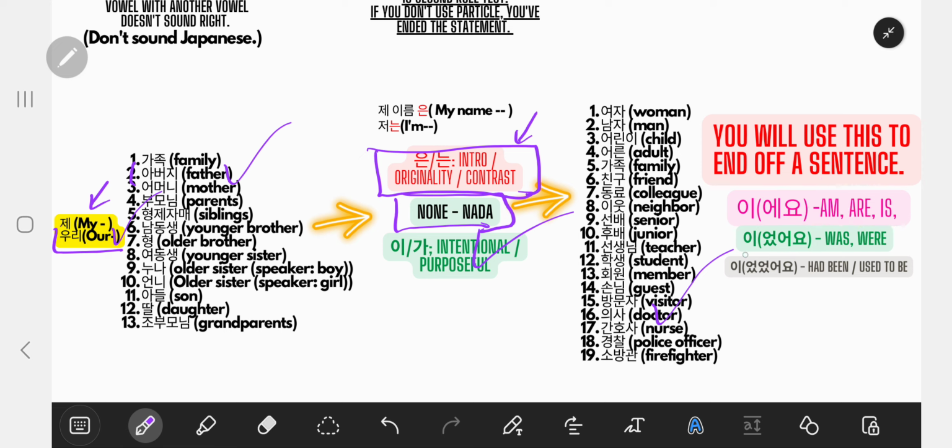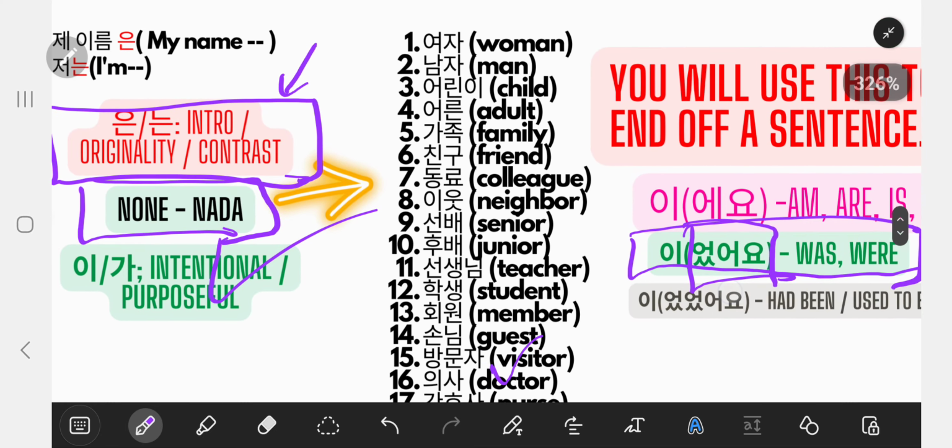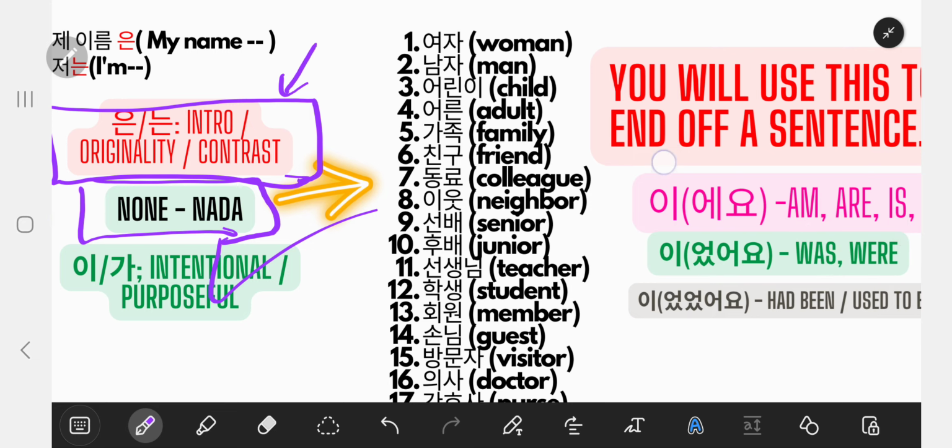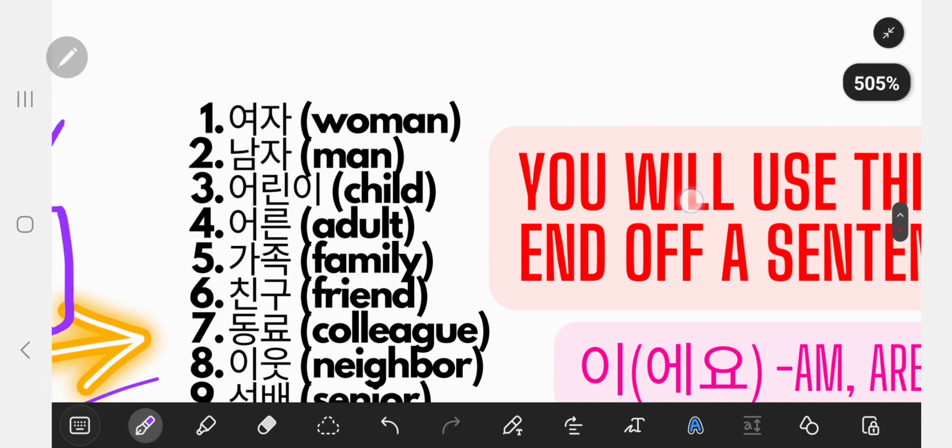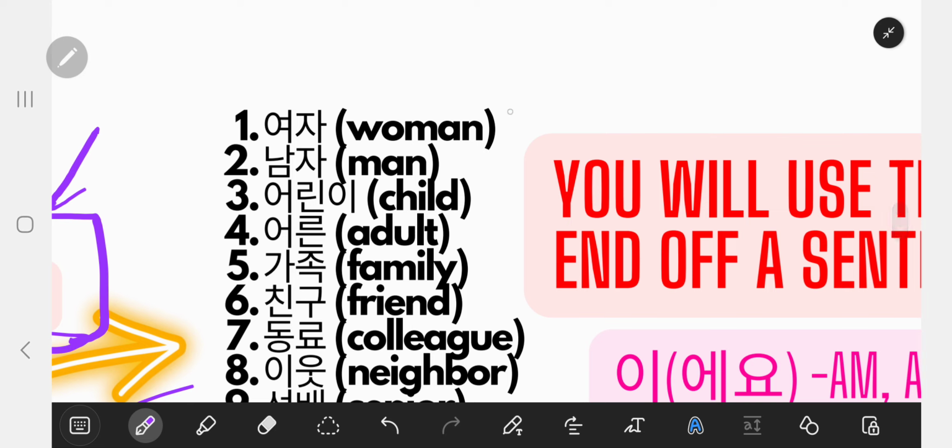And if we wanted to say something like my father was a doctor, we'll just have to use this one. And since doctor ends in a vowel sound ending, we'll use this. 의사였어요. So let me go over something real quick. If you want to say something like 여자, it is a woman, then you say 여자예요. If it is 남자, you say 남자예요. If it is a 어린이, you say 어린이에요. If it is a 어른, you say 어른이에요.